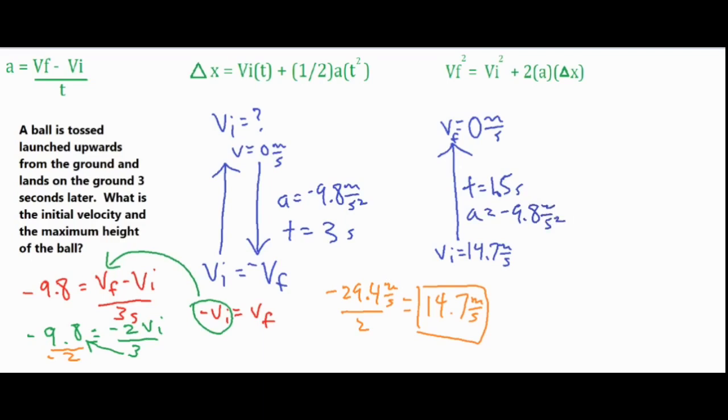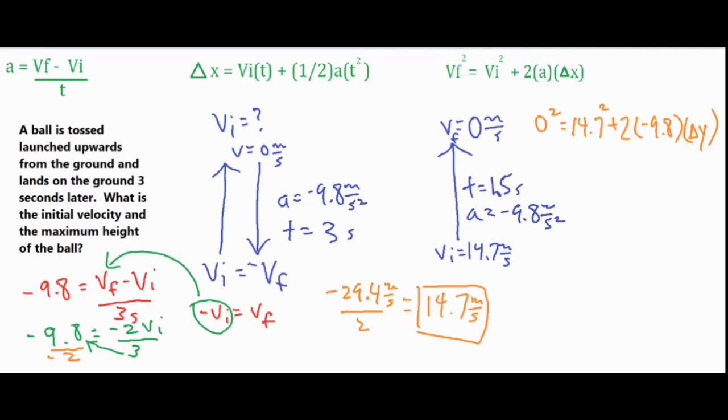So if we wanted the displacement, we could use this formula over here because this one has a delta x in it. And then we can use this one over here because this one has a delta x in it. So really you could use either one. So I'm just going to go ahead and grab this third one over here. And what I'm going to do is plug it in, and it's going to be 0 squared equals vi squared plus 2 times negative 9.8. Instead of delta x, we'll just call that delta y.